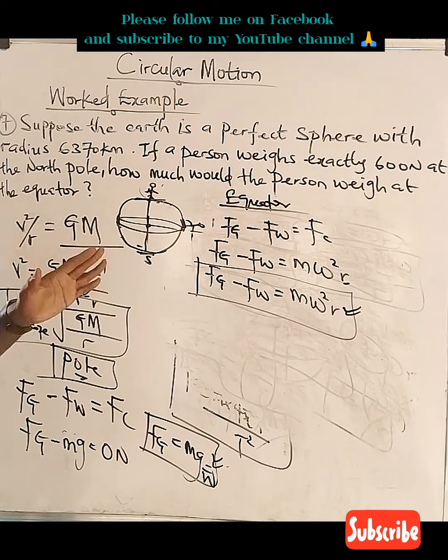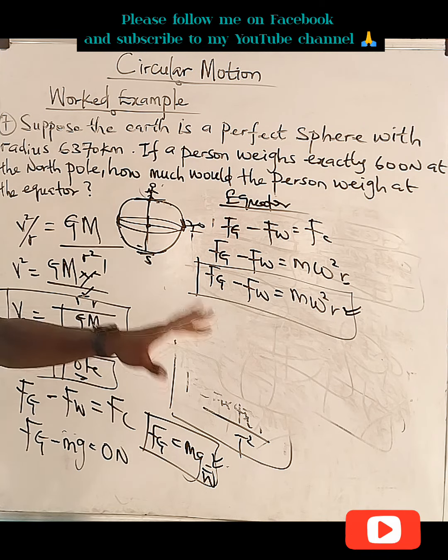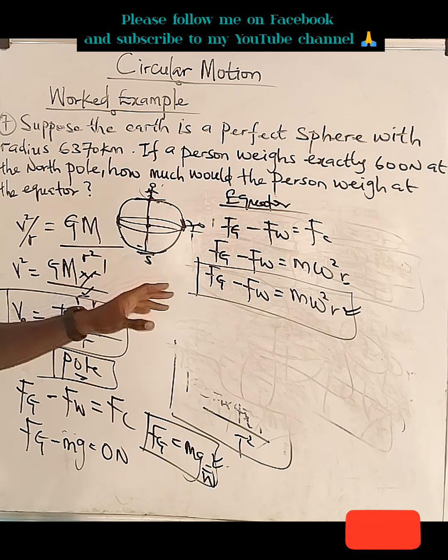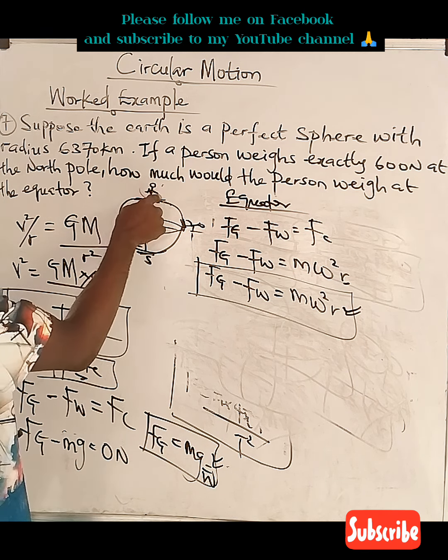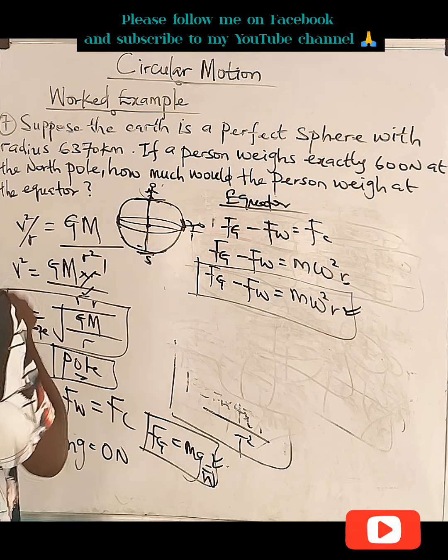Now, suppose the Earth is a perfect sphere with radius 6370 kilometers. The person weighs exactly 600 newtons at the North Pole. How much would the person weigh at the equator?